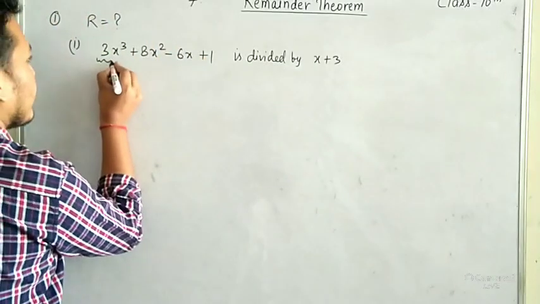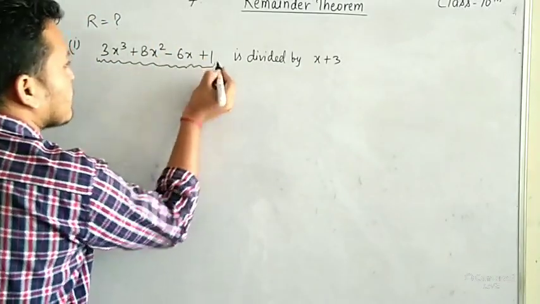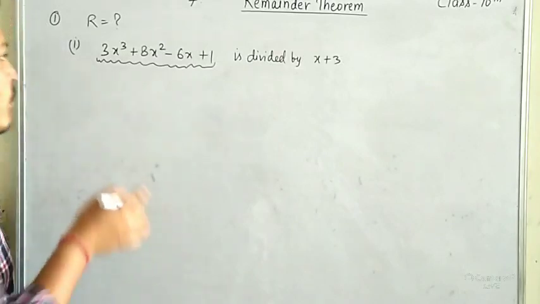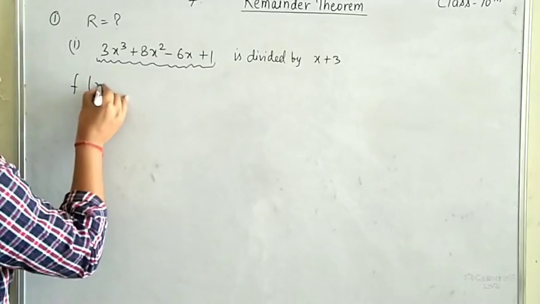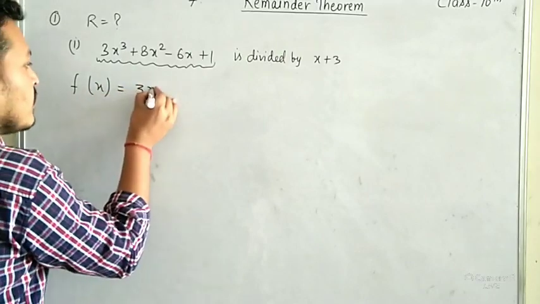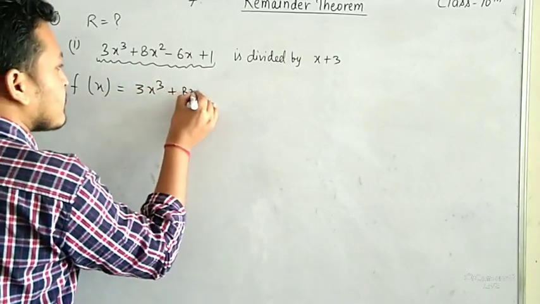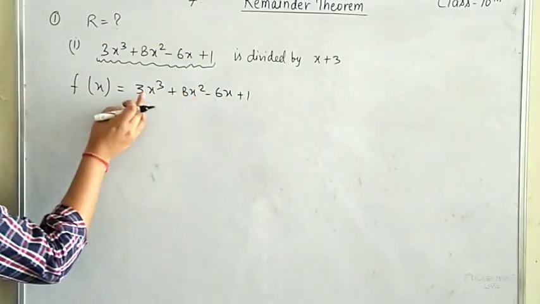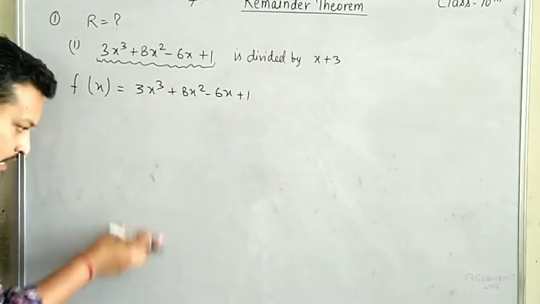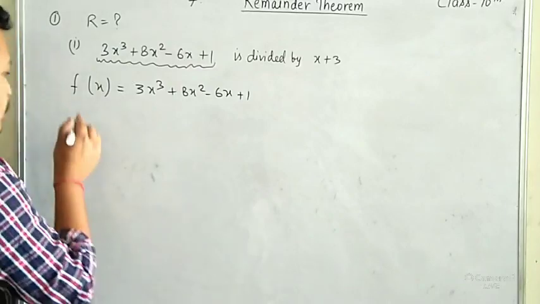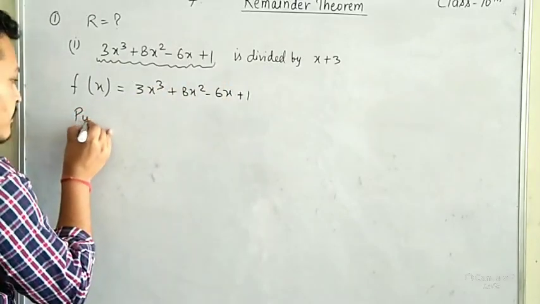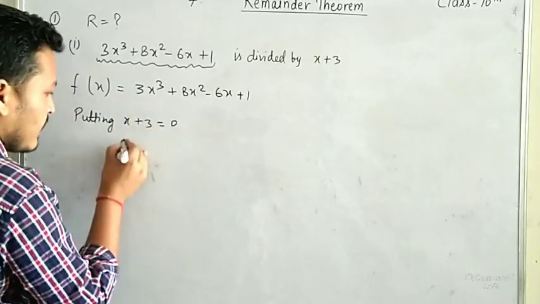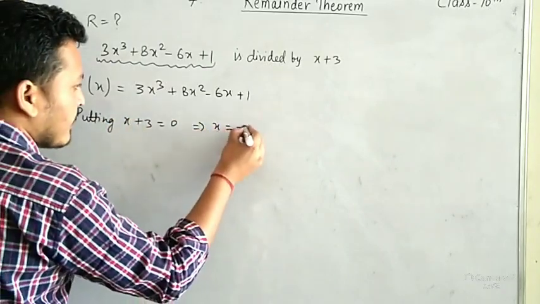So this part is in the form of x, it is the algebraic expression in terms of x, polynomial x के form में, so we can take this part as our f(x). So f(x) is equal to 3x cube plus 8x square minus 6x plus 1. And when we substitute the value of x here, at last we will get our remainder. So then putting x plus 3 is equal to 0, so then x is equal to minus 3.